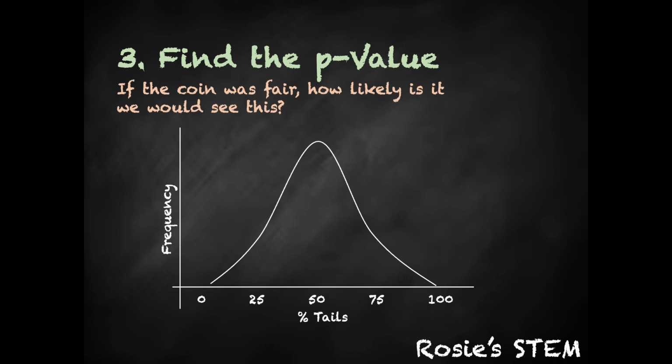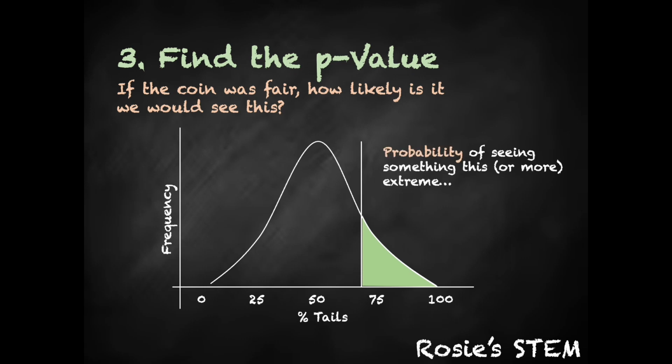So how many of these fair coins give a percentage of tails that looks like the one from our data, 70%? And are any more extreme or closer to 100%? This is what our p-value shows us. We can count, estimate, or calculate the proportion of times we would see something at least as extreme.